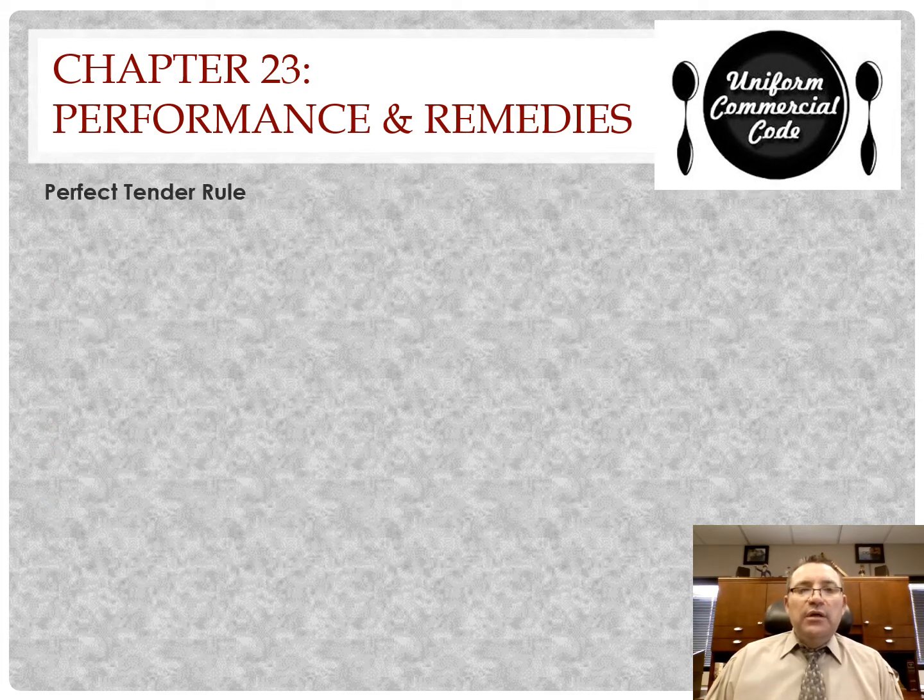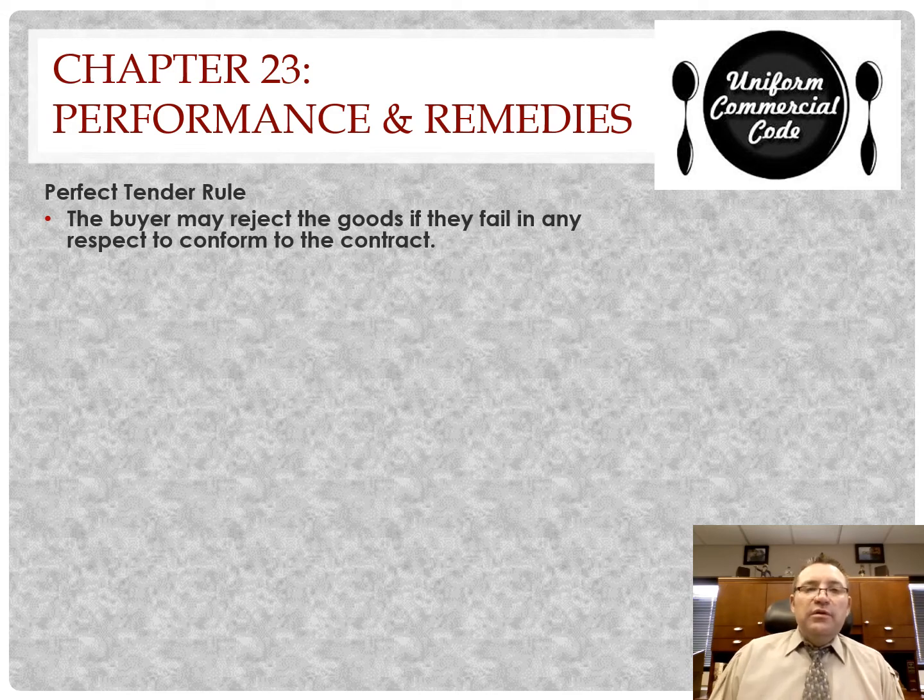All right. Perfect tender rule. The buyer may reject the goods if they fail in any respect to conform to the contract, right? The idea is, say we'll go back to our Toyo tires. I'm agreeing to sell 100 Toyo tires to Les Schwab, right? So Les Schwab gets those tires, and they examine those 100 tires. It turns out 2 of those tires aren't any good. I can reject those 2 because they're not conforming goods.